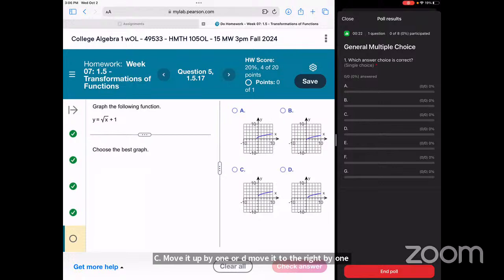Okay. So again, let's do a recap. We have y equals the square root of x. That +1 is on the outside of our parent function. So will that cause it to move A, to the left by 1? Will it cause it to move B, down by 1? Will it cause it to move C, up by 1? Or D, to the right by 1? Just curious. What do you guys think? Let's take a few more seconds, get some more people in here.